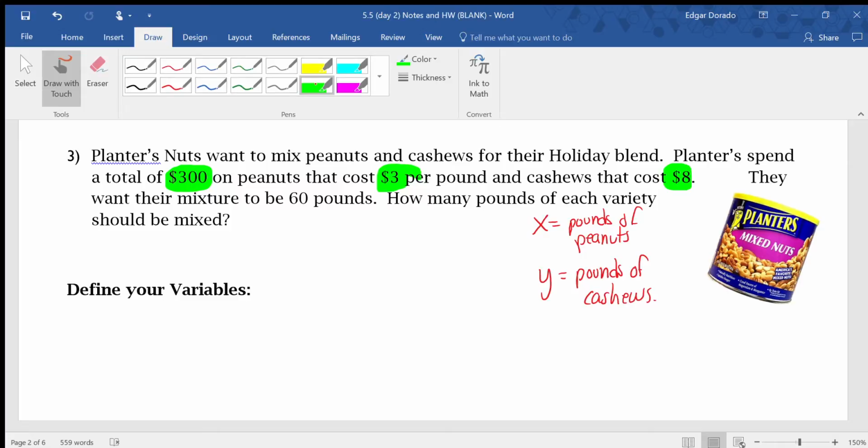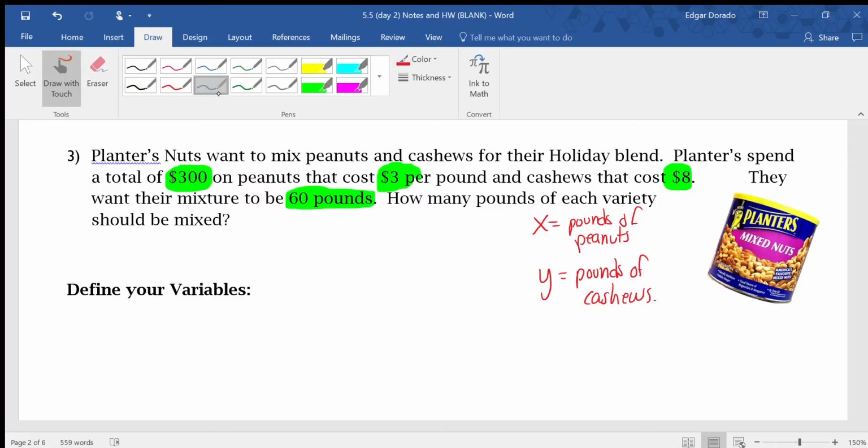$8, and then I have 60 pounds. As you can notice, those are 4 numbers that were given in this problem, and 3 of them have something in common, and that would be money. $300, $3, and $8. So let's go ahead and make an equation using that information.